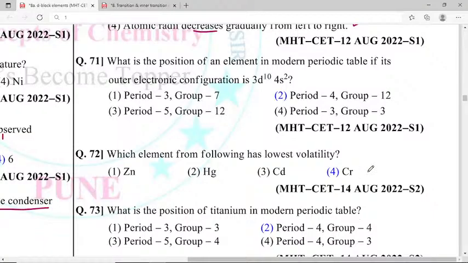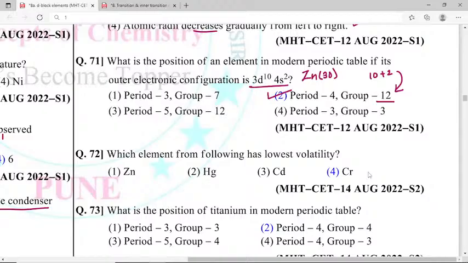What is the position of an element in the modern periodic table if its outer electronic configuration is 3d10 4s2? So 3d10 4s2 is zinc, atomic number 30. It has a fourth period number. 10 plus 2 is 12, so it is in group 12.